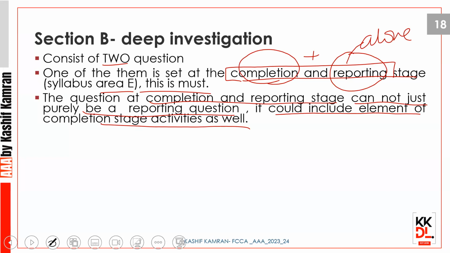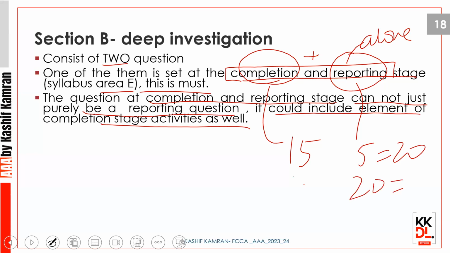So it's up to the examining team whether they want to give you a whole question on reporting or a question which includes completion and reporting. Sometimes we have seen very few marks on reporting, like 15 marks on completion and 5 marks on reporting out of the 20 technical marks. Sometimes we have seen a whole 20 marks on reporting and no marks on completion. Sometimes all 20 marks on completion and no marks on reporting. So these are all possibilities, right? But just imagining that one of the questions in section B will be reporting is very wrong. It is completion and reporting.